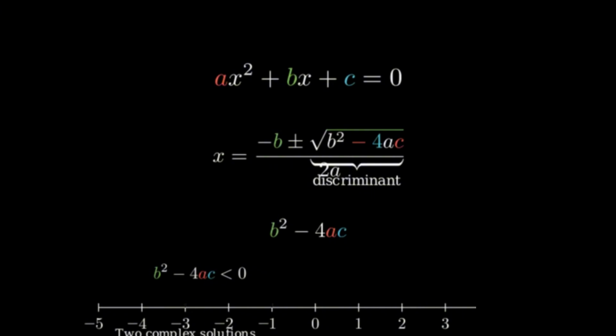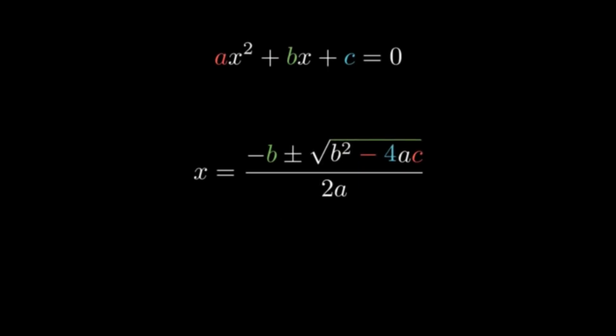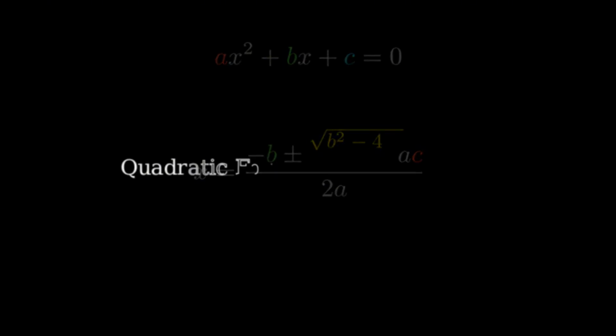Taking the square root of negative 16 gives us 4i, where i is the imaginary unit representing the square root of negative 1. Our solutions would be x equals negative 1 plus 2i and x equals negative 1 minus 2i, complex conjugates that don't appear on our real number line. Complex solutions always come in conjugate pairs when the coefficients a, b, and c are real numbers. This means if a plus bi is a solution, then a minus bi will also be a solution. The power of the quadratic formula is that it works for any quadratic equation.